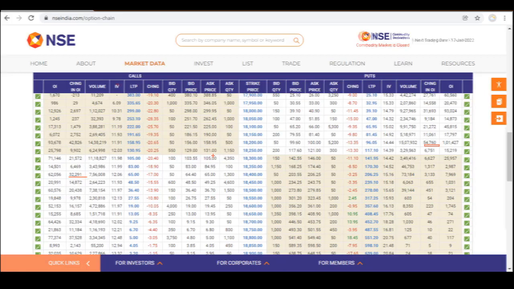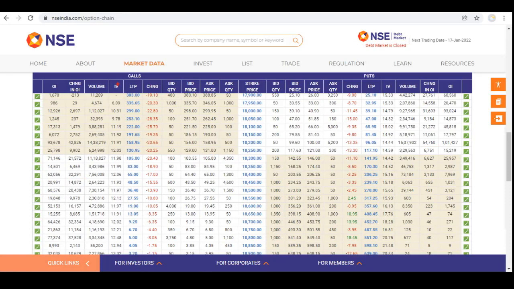Now the third most important value that you should look at in the option chain is the last traded price, LTP, or simply the premium. So LTP is different for calls and puts for the same strike value. For 18,300, the call's last traded price is 105 rupees, whereas it is 141.95 for the put option. So you can see the difference. For calls, it is out of the money, therefore the prices are less, whereas for puts 18,300 is in the money and therefore the prices are higher.